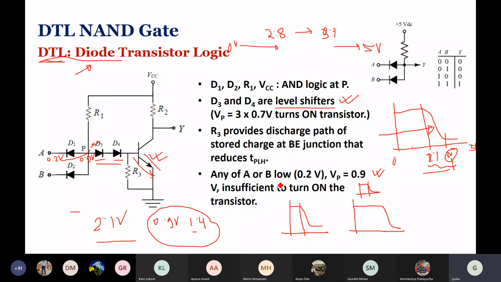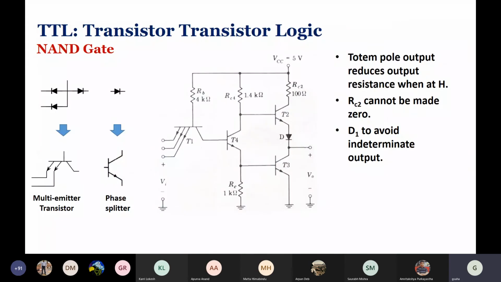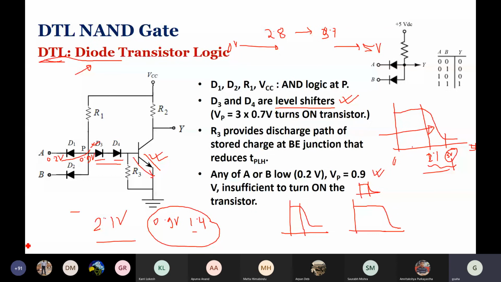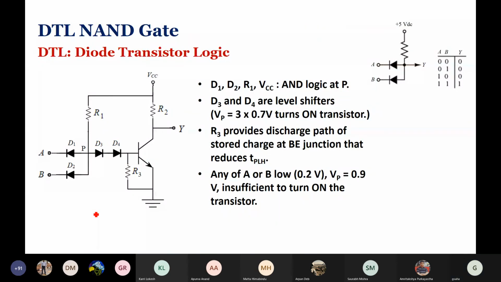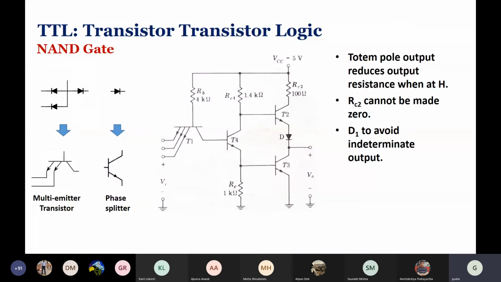So while this is the way the DTL was conceptualized at that time, and as I said, it was a very brief existence. Then people came to what we see being used currently as standard TTL, and then, as I said, there are other variations of TTL.